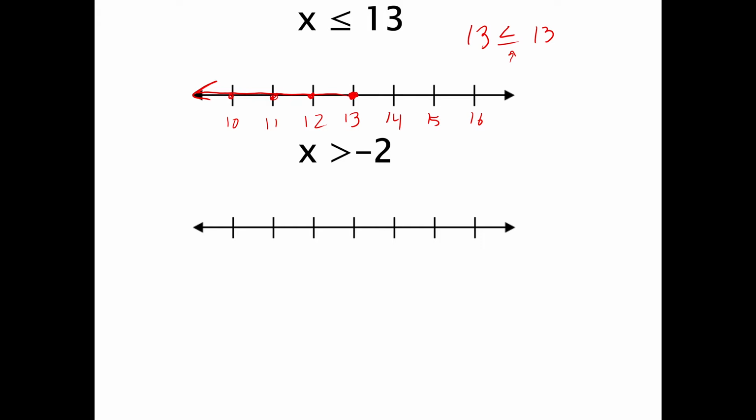So let's look at one more. I've got x is greater than or equal to -2. Again, I'm going to start by putting the number in question in the middle.